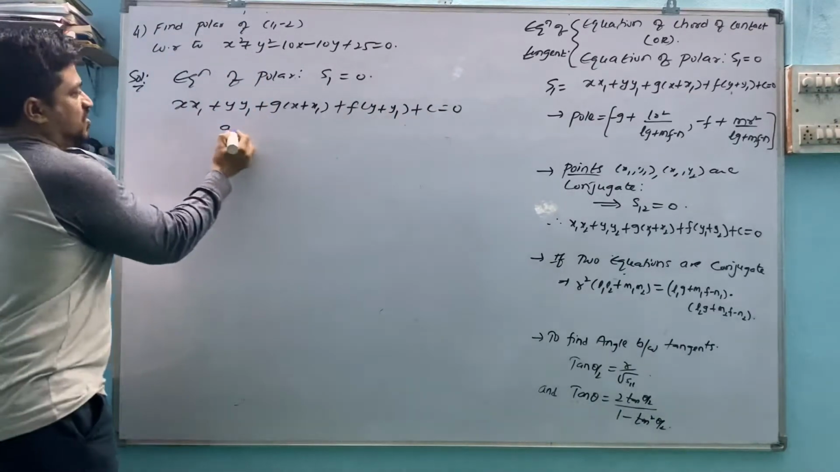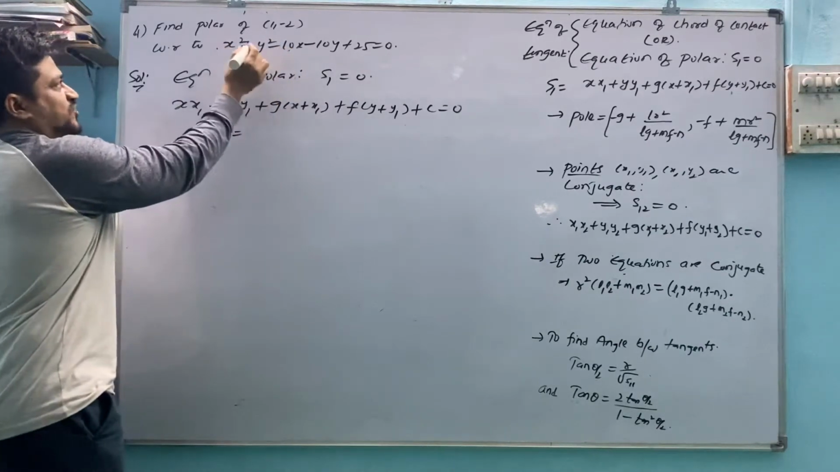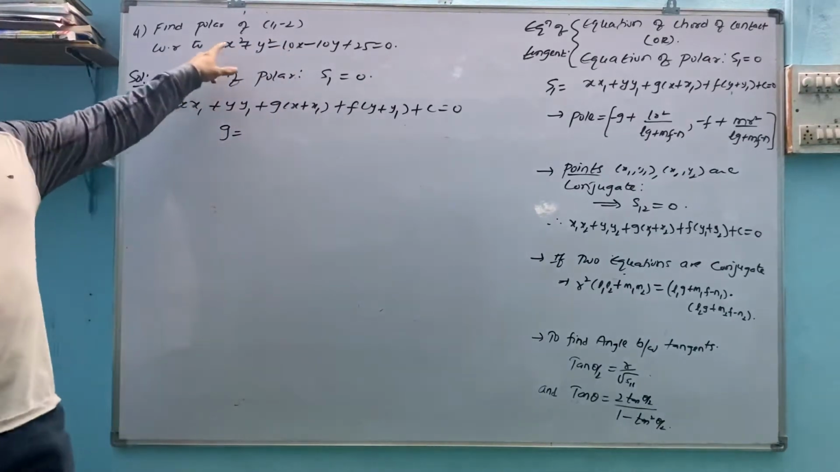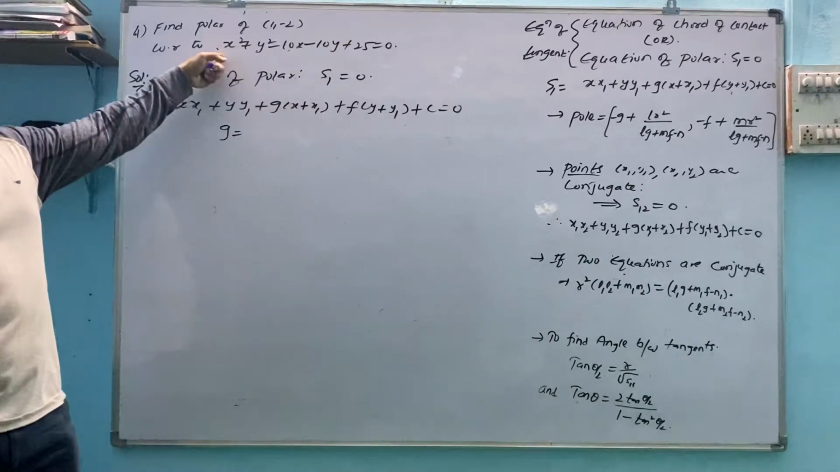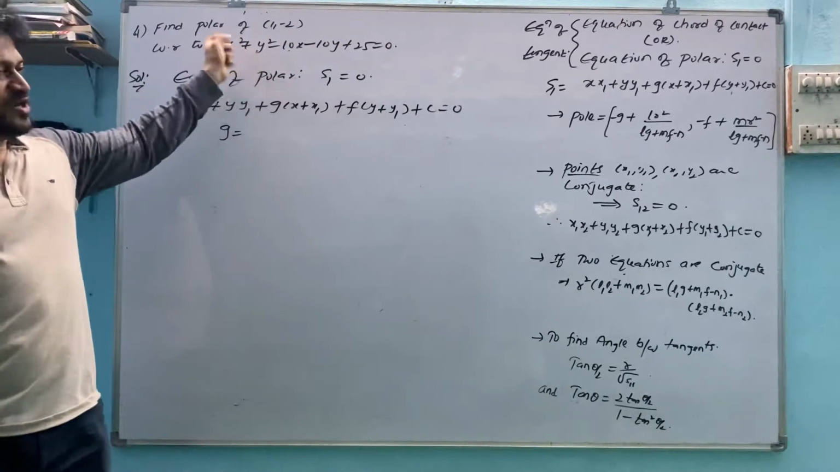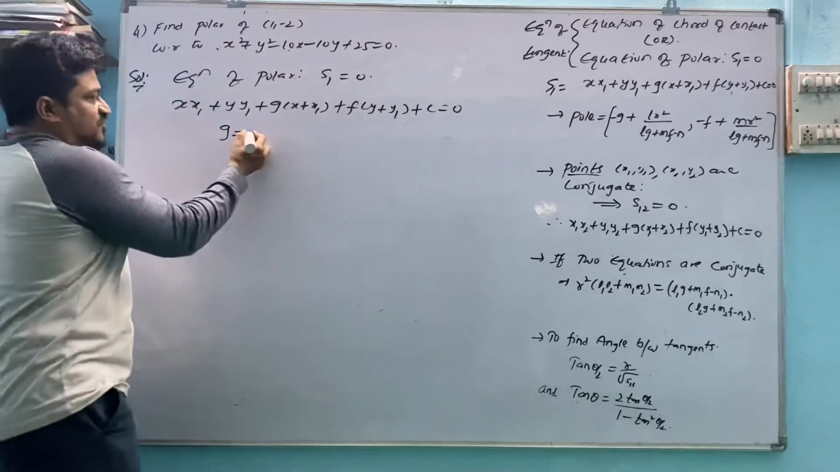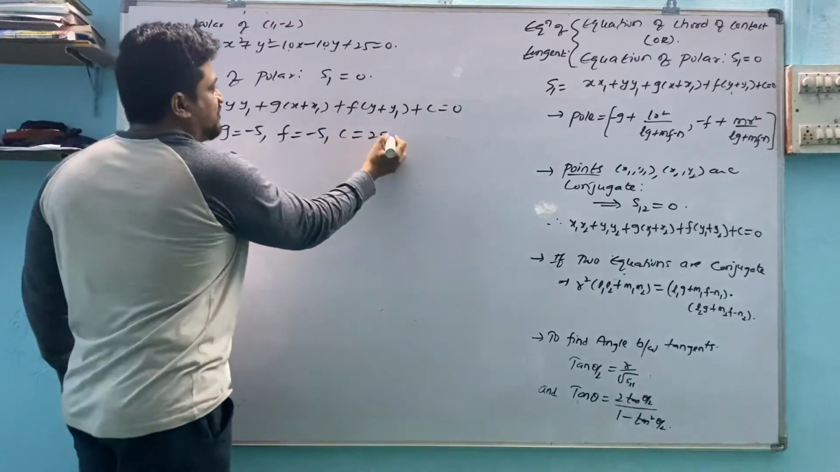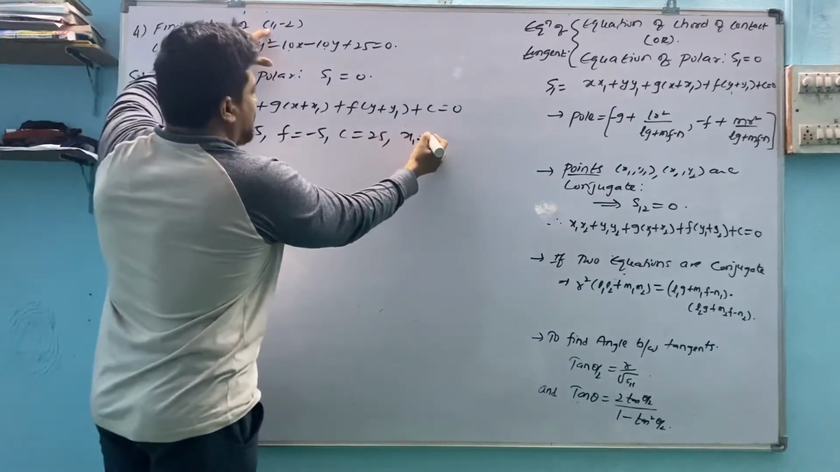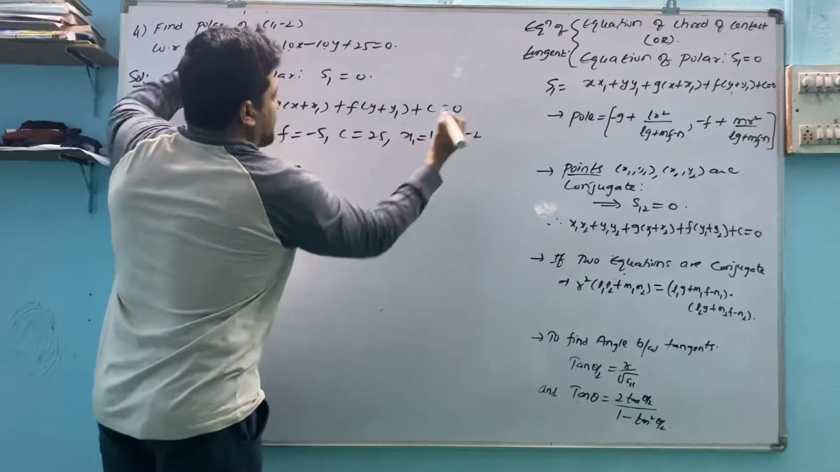G is equals to half of coefficient of x, first check whether any coefficient is there. Suppose 3x square and 3y square is given to you. Divide all the equation, full total equation by 3. Or if there is nothing, no need of division, just take half of coefficient of x. F is equals to half of coefficient of y and c is equals to 25. What is x1 and y1? Point is given to us, that is x1 and y1.